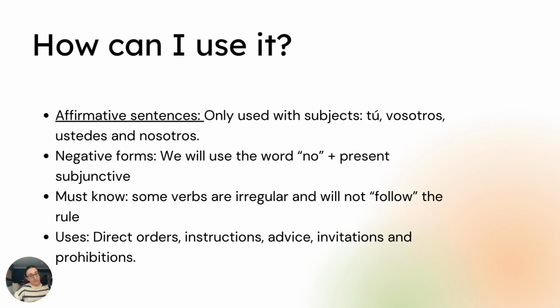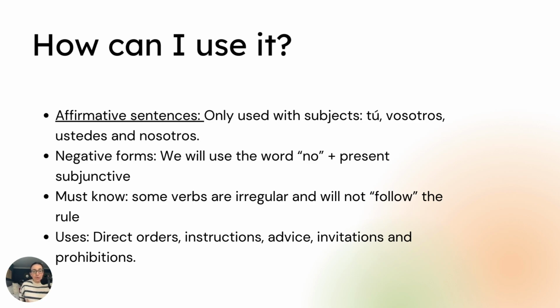But what about the negative forms? We're going to use the word no, and we are going to use the present subjunctive in Spanish. That is a little bit more advanced, but like other verbs, you just have to learn the tense. But that's fine. Must-know things: again, as always, there are going to be some verbs in Spanish that are irregular and will not follow the rules. That's just the fun of choosing Spanish as a language. And the uses, as we've seen in the previous slides, are for direct orders, instructions, advice, invitations, and suggestions.